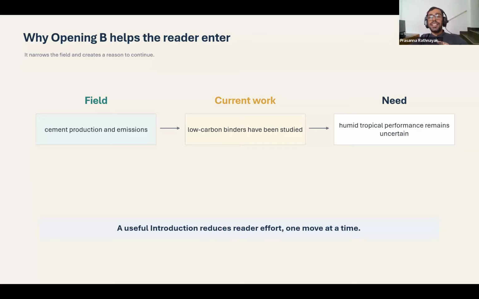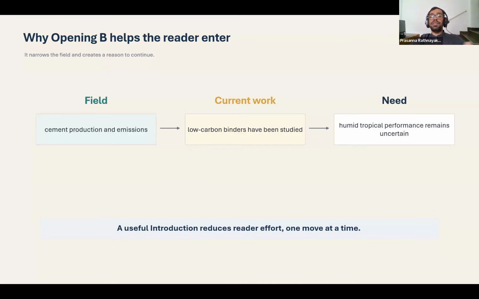Now notice that the text did not claim that no one has studied low carbon binders. It made a more careful claim: one performance context remains uncertain. You see? That is easier to defend, and it leads more naturally to a study.